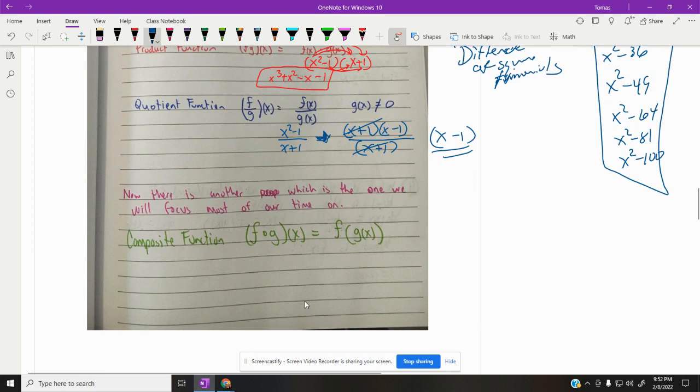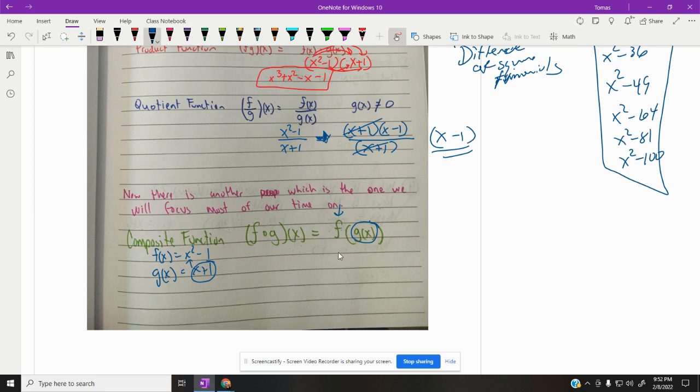So what I'm going to do is, we have f of x, which is x squared minus 1, and we have g of x, which is x plus 1. We're going to embed g of x inside the f of x. So we're going to take all of this and embed it there.